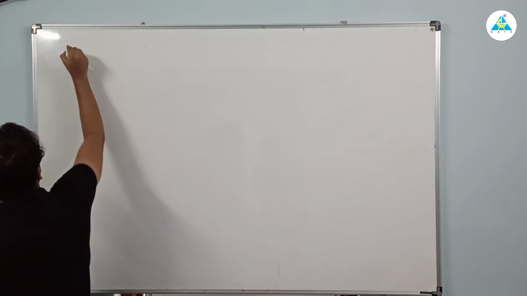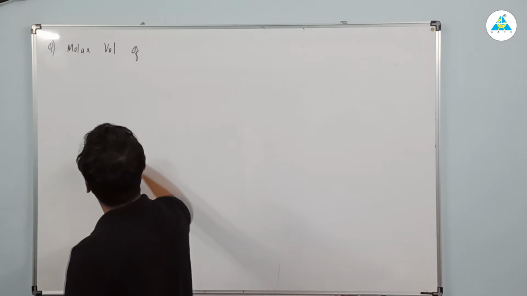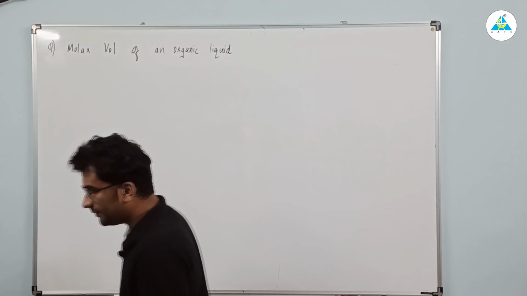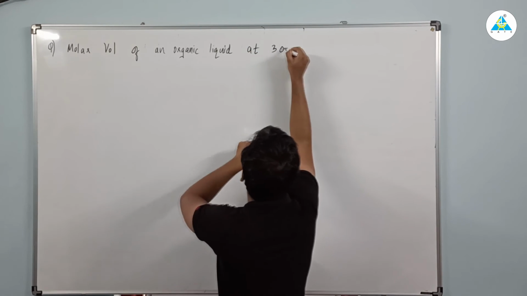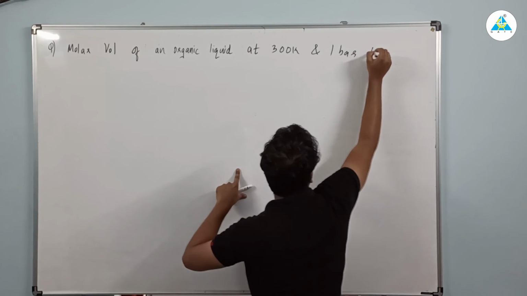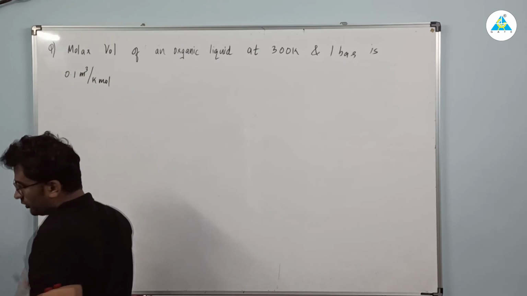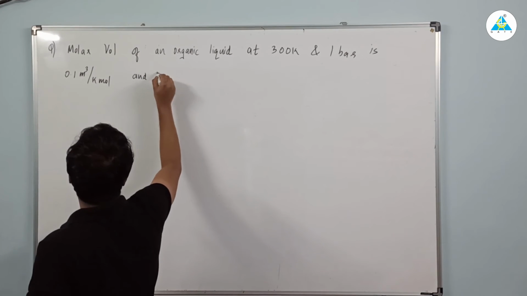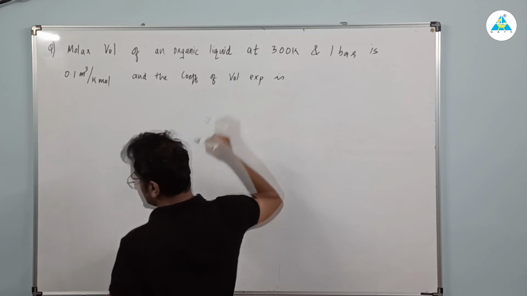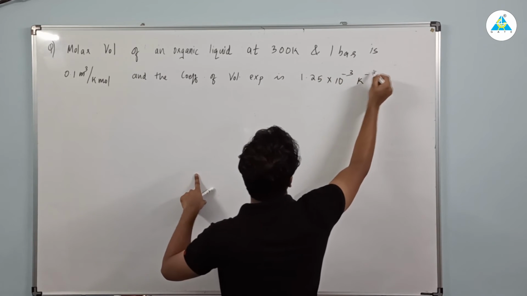Next question: molar volume of an organic liquid at 300 Kelvin and 1 bar is 0.1 meter cube per kilomole, and the coefficient of volume expansion is 1.25 into 10 power minus 3 Kelvin inverse.